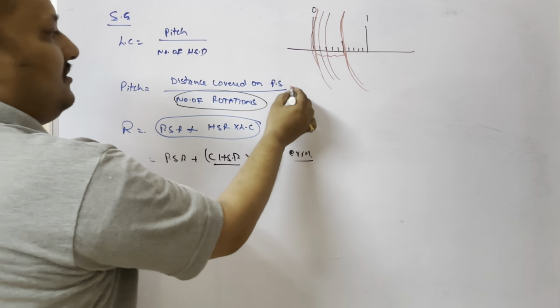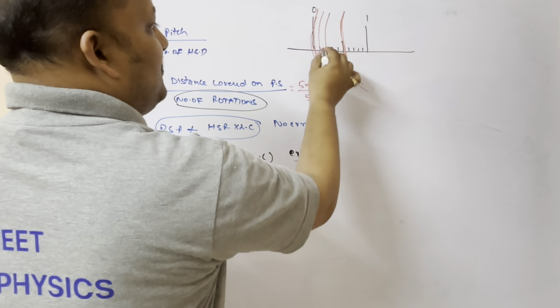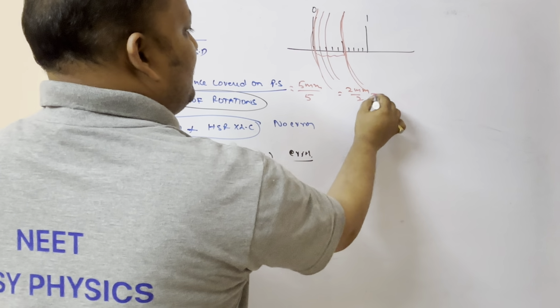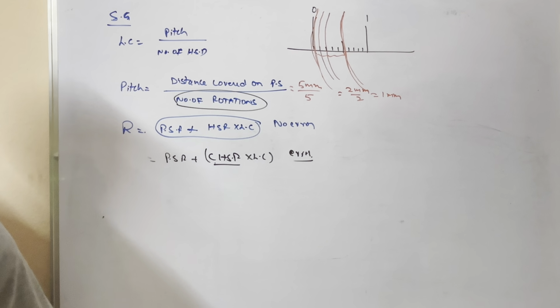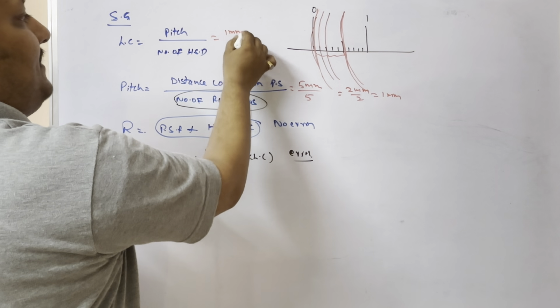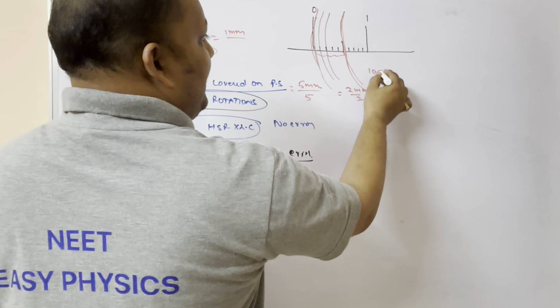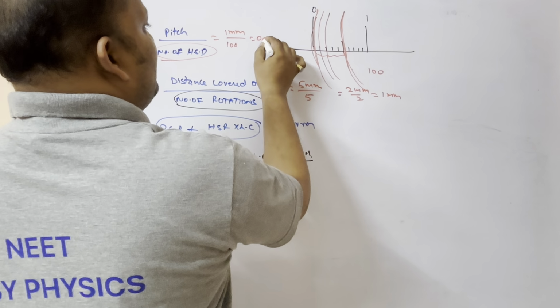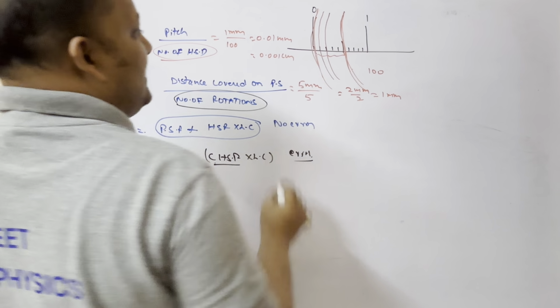5 mm. So pitch is going to be 5 mm by 5 rotations. For 2 rotations, 2 mm by 2. Finally, pitch is going to be 1 mm for this screw gauge. Now 1 mm by the total number of head scale divisions. For a normal screw gauge, circular divisions will be 100. Therefore, 0.01 mm, that is 0.001 centimeters.